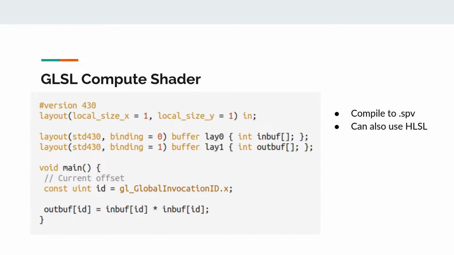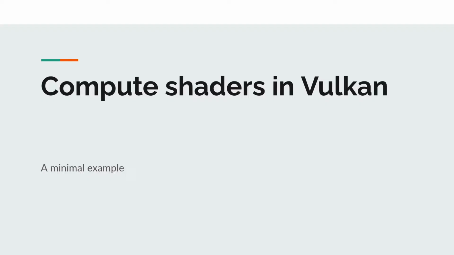If you are using Vulkan, you need to compile your GLSL shader into SPV format. You can also use GLSL for this purpose. As long as you compile your shaders into SPV format, Vulkan doesn't care where the shaders come from. You can even write your shaders manually if you would like. Now let's see how to use compute shaders in Vulkan through a minimal example.